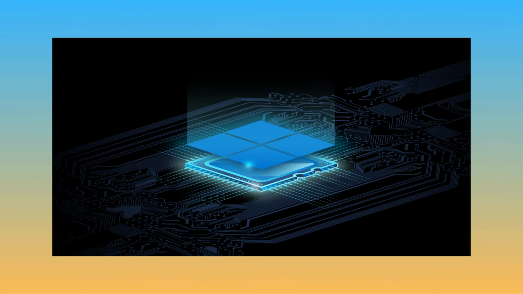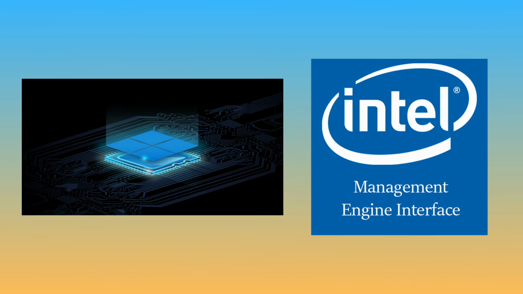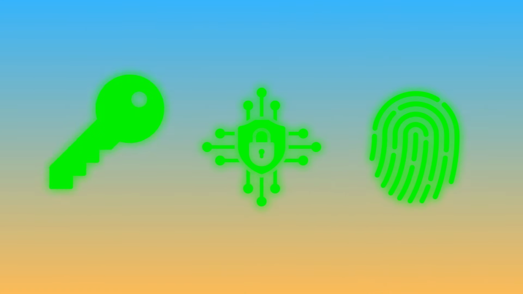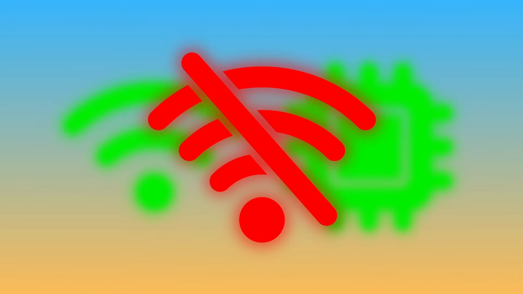This all conveniently ties in with Microsoft's Pluton security chip, which, like the Intel Management Engine, has full access to all of your sensitive data, including things like credentials, encryption keys, and biometrics. Pluton also has its own network stack and resources, so it can always remain online even if you disable Wi-Fi.